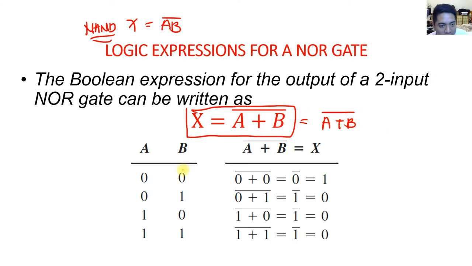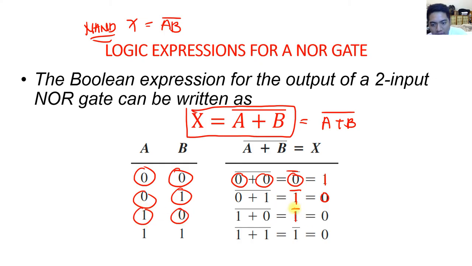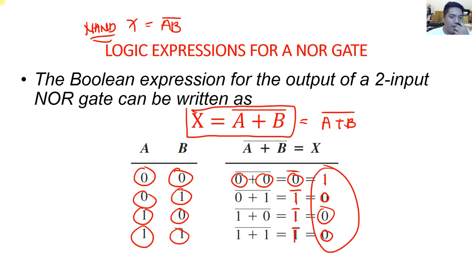So if you analyze, 0 plus 0 is 0, complement, that would be 1. And you have 0 plus 1 would be 1, complement of 1 would be 0. 1 plus 0 is 1, and the complement of 1 is 0. And 1 plus 1 is still 1, the complement of 1 is 0. So you have an output of 1, 0, 0, 0, for at least 2 input given expression. So I hope you are learning something for the logic expressions.